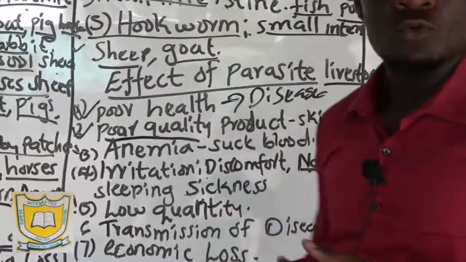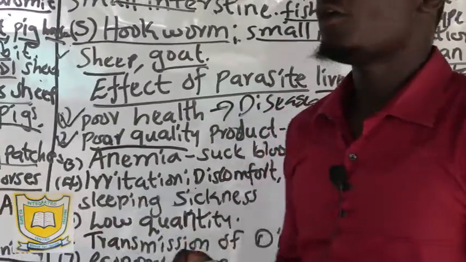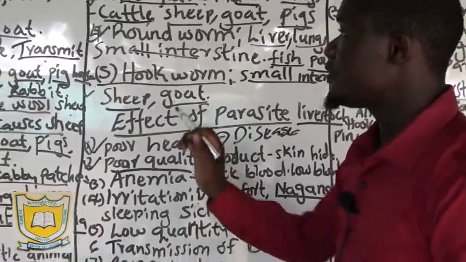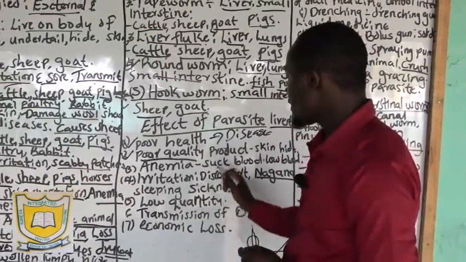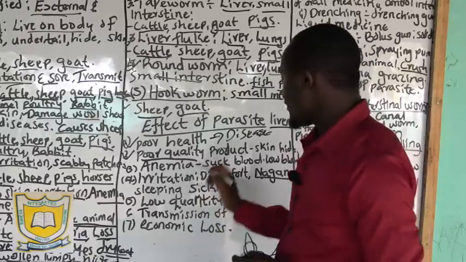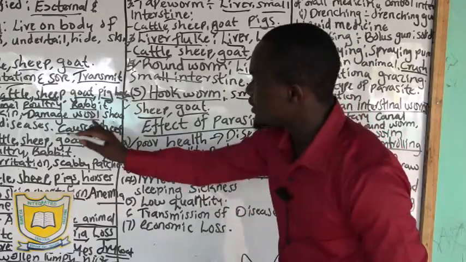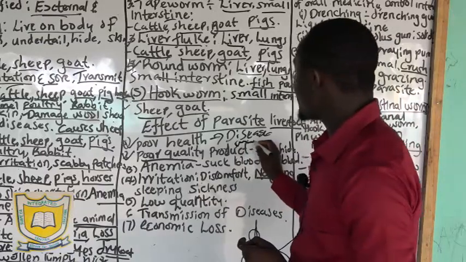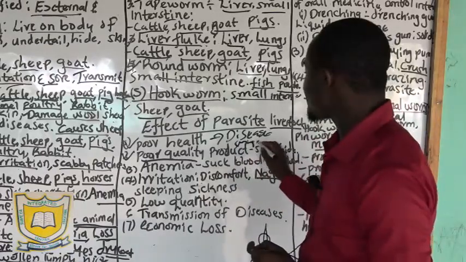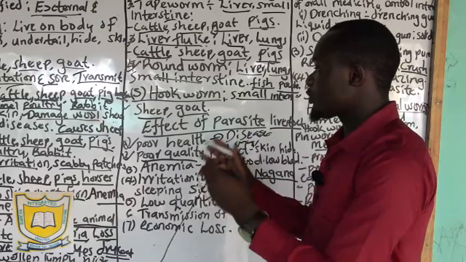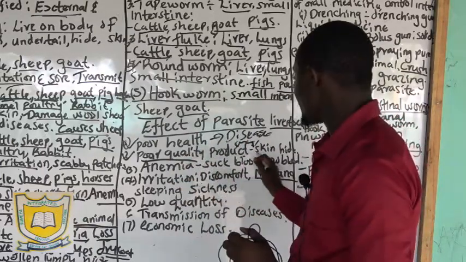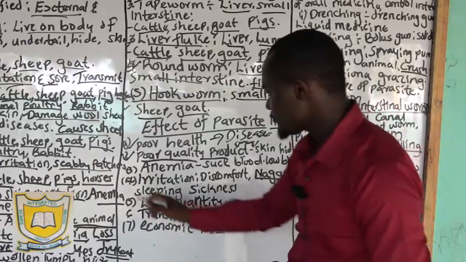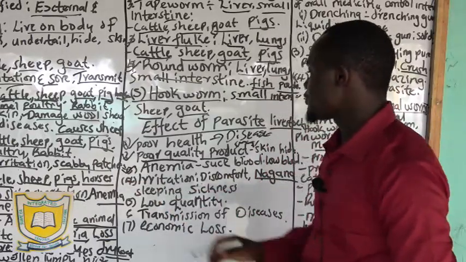The second effect of these parasites is poor quality. When we talk about poor quality, we talk generally of the products of these animals. For example, for sheep, the wool. Fleas feed on the wool, and if they feed on the wool, it reduces the quality. The goodness of that wool is affected, hence causing poor quality of the products.